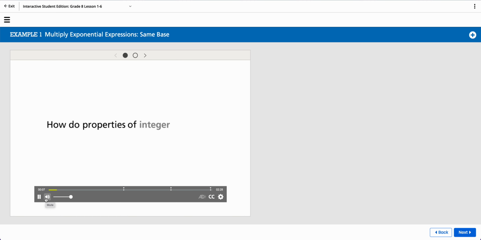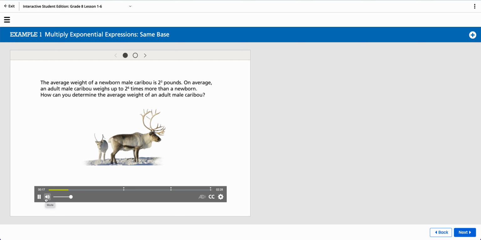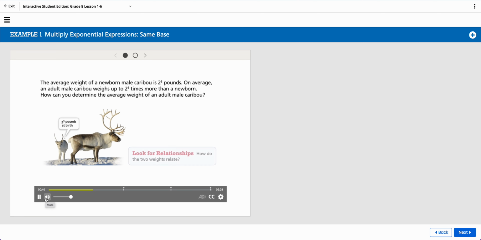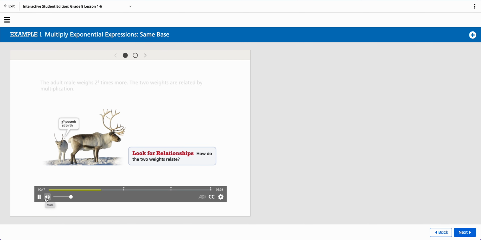How do properties of integer exponents help you write equivalent expressions? Think about this question during the lesson. Here is an adult male caribou with a young male. The average weight of a newborn male caribou is 2 cubed pounds. On average, an adult male caribou weighs up to 2 to the 6th power times more than a newborn. How can you determine the average weight of an adult male caribou? To solve the problem, look for relationships. Ask yourself, how do the two weights relate? The adult male weighs 2 to the 6th power times more. The two weights are related by multiplication.